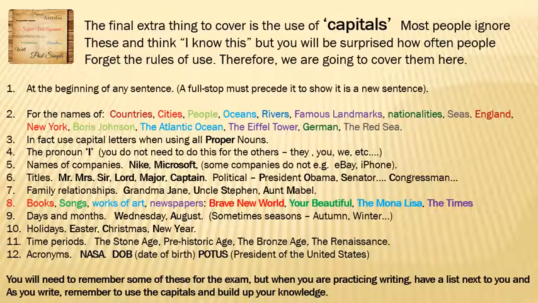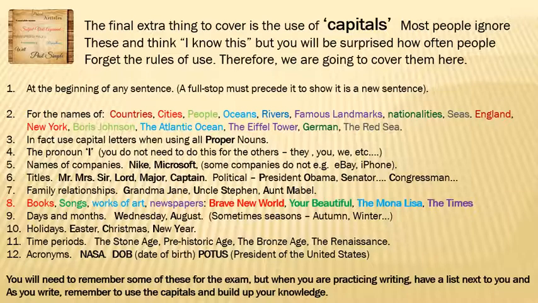Okay, the final thing to cover is the use of capitals. Most people ignore these and think, I know this, but you'll be surprised how often people forget the rules of use. Therefore, we're going to cover them here. Now, just one thing. I put a capital here and a capital here. That's not how it should be. This is just the way PowerPoint inserts a capital letter sometimes at the beginning. I just forgot to change it.